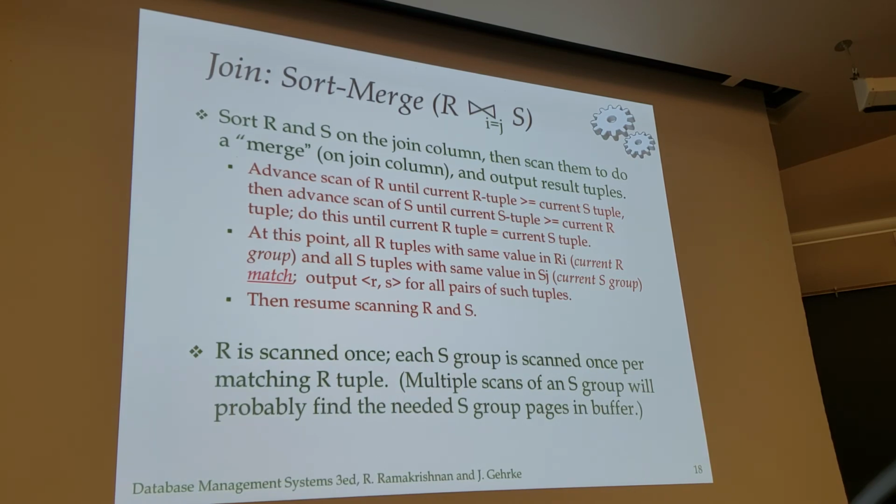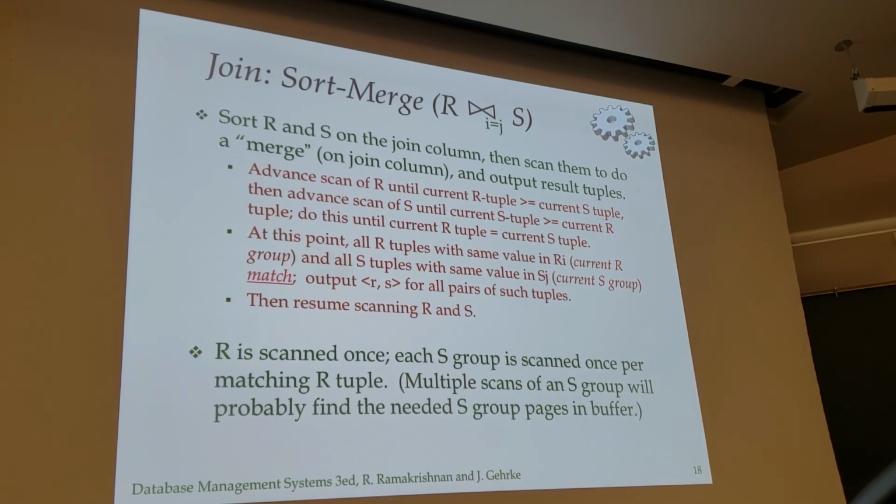So one more time, if there are 12 values in R that have the same value in the join column, and there are 20 things in S that have the same value, you'll output the 240 things. The value in R matches 20 things in S, the next value in R matches the same 20 things. You can't advance S until you have all the matches of R coming out. So basically, what's this going to do? It's going to scan R once, and each S group is only going to be scanned once per matching tuple.